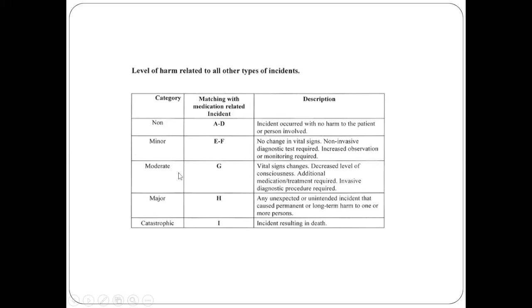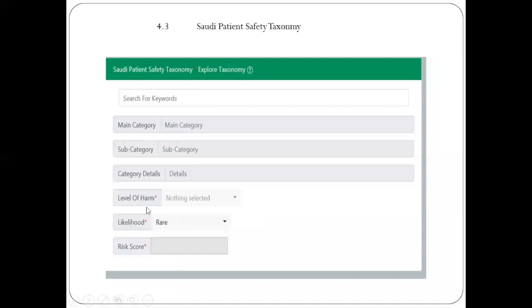Moderate level of effect: vital signs change, decreased level of consciousness, additional medication treatment, or invasive diagnostic procedure required. So this is the moderate effect of the incident. The major effect of the incident: any unexpected or unintended incident that causes permanent or long-term harm. This is major. Catastrophic means this. So here you will choose the level of harm according to your judgment and the likelihood of the incident.